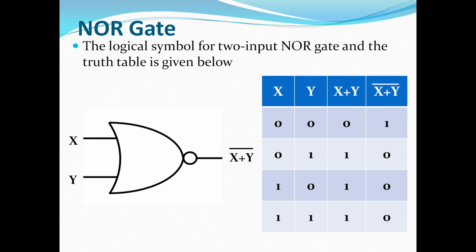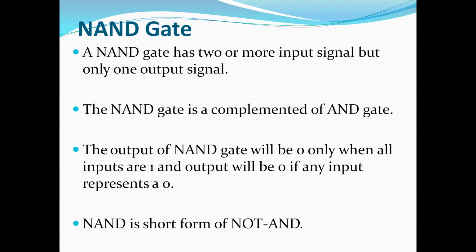This is about the NOR gate. Next one is the NAND gate. A NAND gate has two or more input signals but only one output signal. It may take two or more inputs and it produces only one output signal. The NAND gate is the complement of the AND gate.